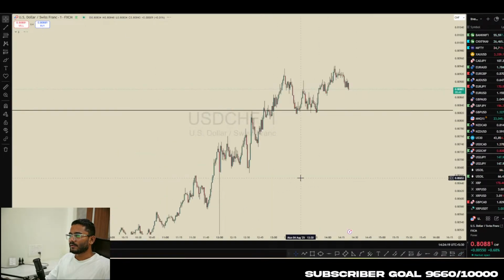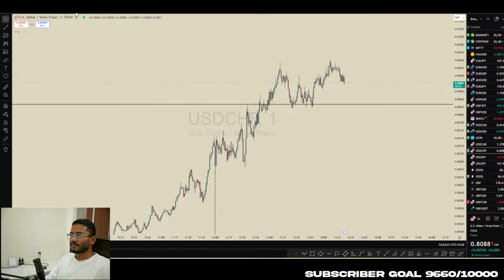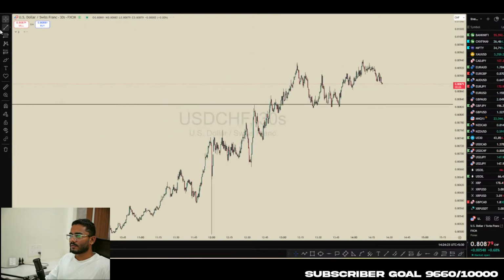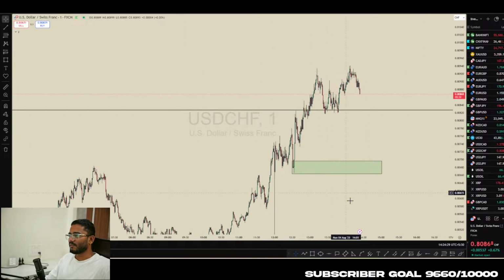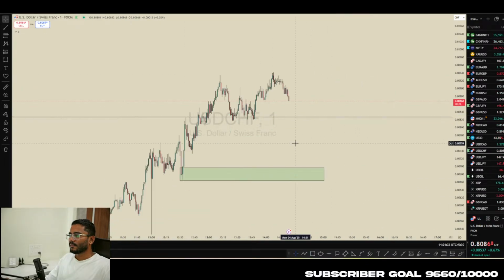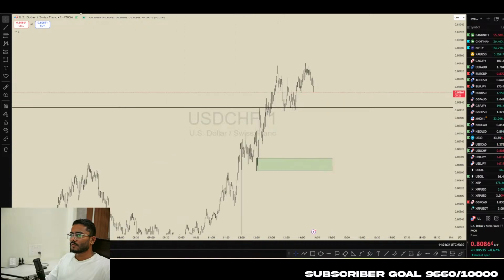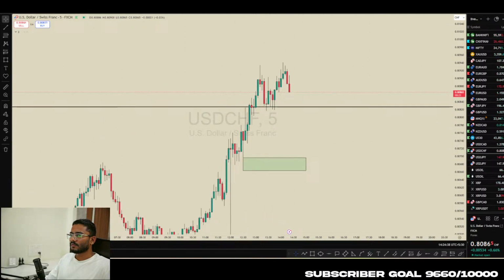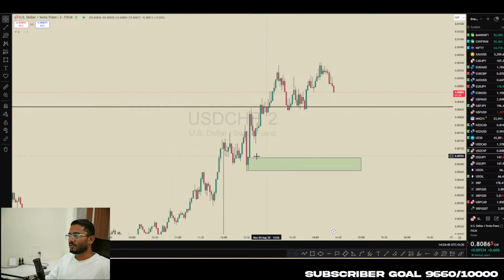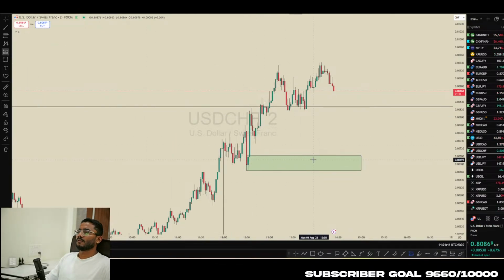So on 1 minute, we have this area, like this is the order block. Well, I don't think price will tap. If price taps this area, we can look for a buy side trade. In 5 minutes, let's go to a lower time frame and look for a new imbalance. So this is the 2 minute order block. Stop loss below this low.